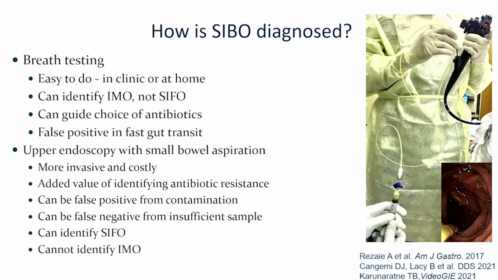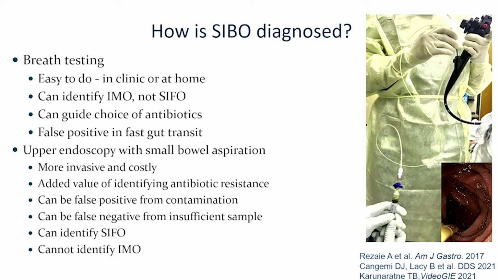What's another way to diagnose it? Another way is an upper endoscopy with small bowel aspiration. We don't love to do this because it's more invasive, right? We would have to do the upper endoscopy. If you're getting an upper endoscopy for a different reason, it may be less invasive in and of itself, but just to do an upper endoscopy for this is a bit invasive.